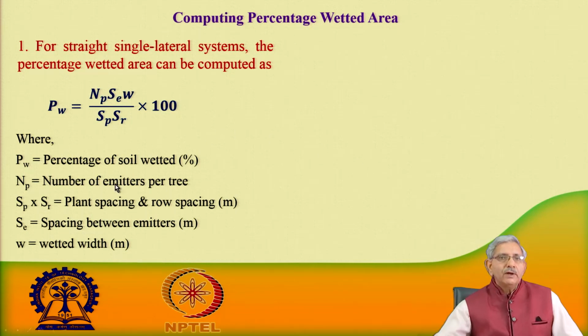Now, we want to find out how to get the value of Pw, that is the percent wetted area. This can be estimated by Np, that is the number of emitters per tree, multiplied by the spacing of emitters in the lateral, multiplied by the wetting width, divided by Sp, that is the plant spacing, and Sr is the spacing between the rows. So, this way one can find it for the single lateral system.